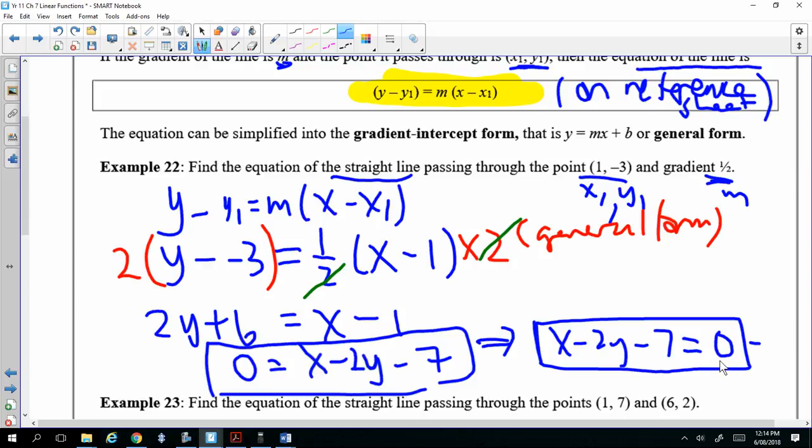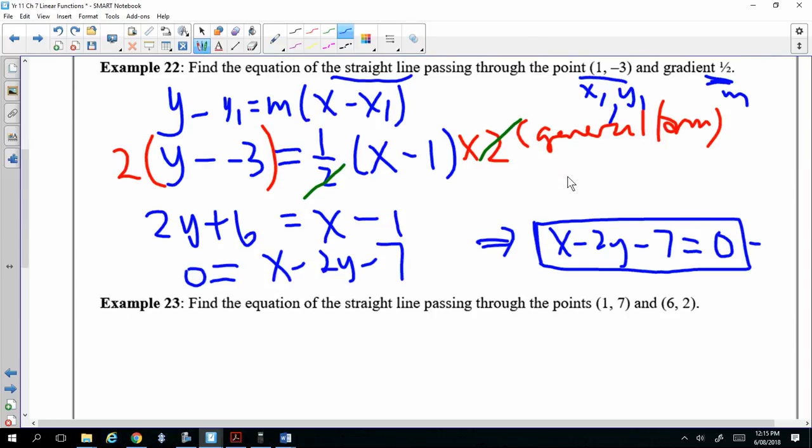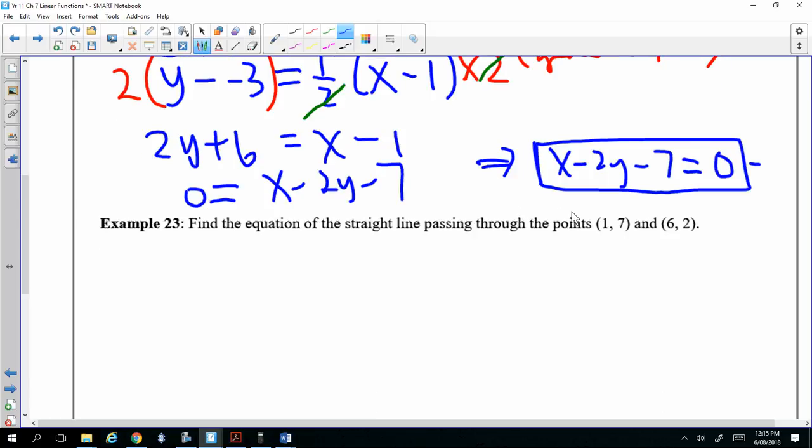Let's try again. Okay, got it? All right. Let's do the next question. Find the equation of the line through these 2 points. Do we know the gradient? We don't. So how do we find the gradient? Rise over run, using this formula. Gradient is 2 minus 7 over 6 minus 1.